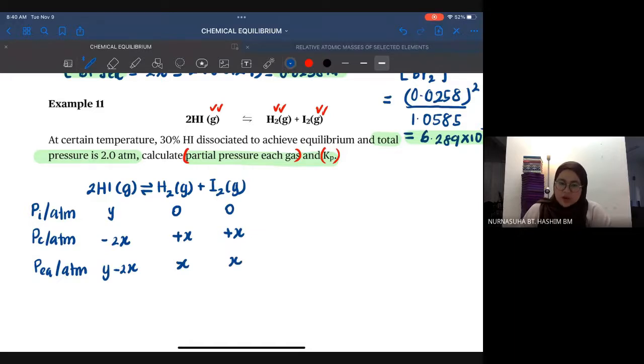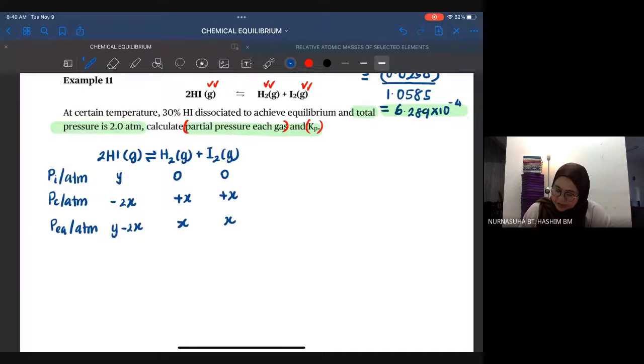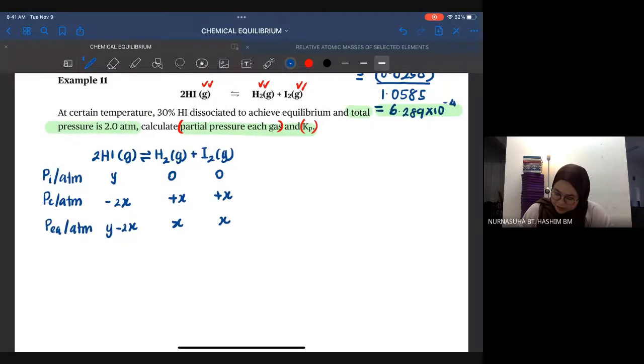Okay, so yang dia bagi dalam soalan, dia kata total pressure of gas adalah 2. So maksudnya partial pressure hydrogen iodide tambah partial pressure hydrogen tambah partial pressure of iodine equals to 2 atm. Yang kita nak cari adalah partial pressure of each of the species.